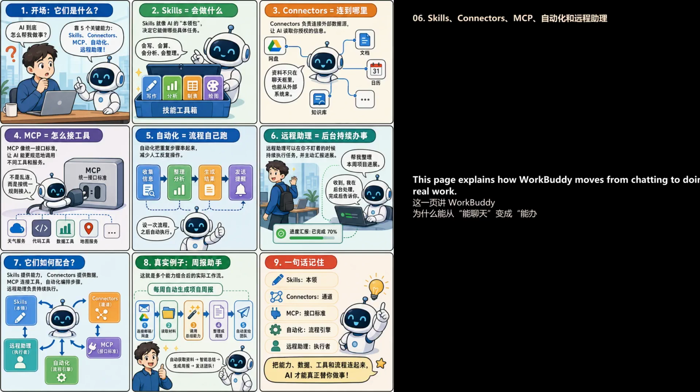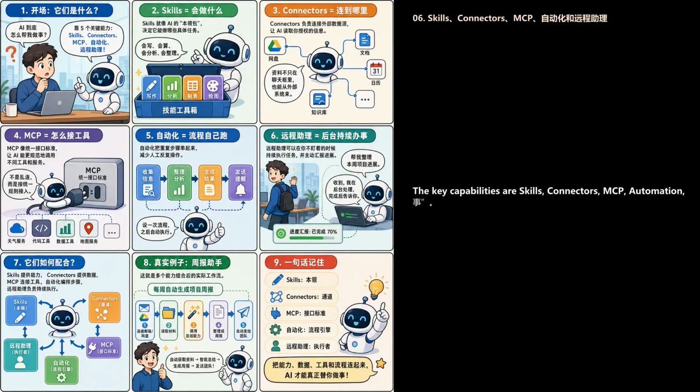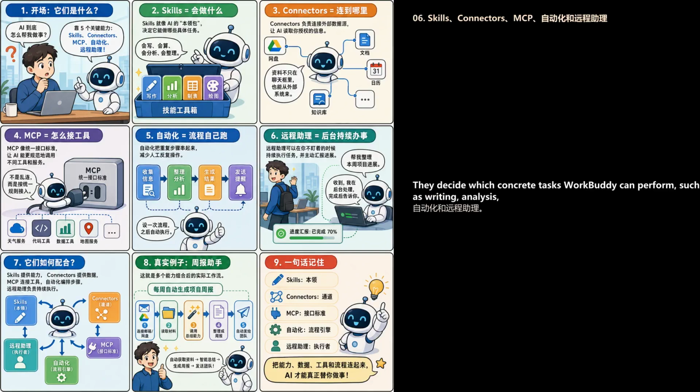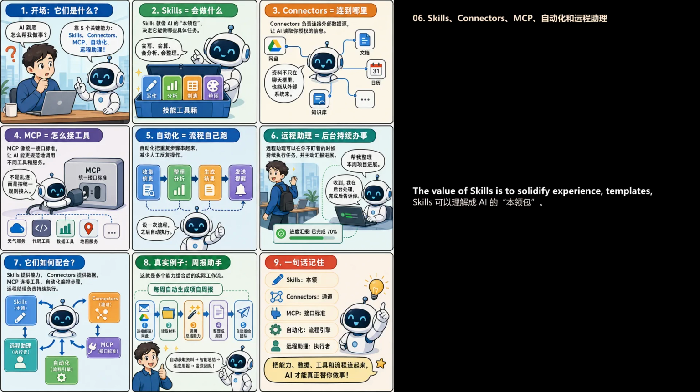This page explains how WorkBuddy moves from chatting to doing real work. The key capabilities are skills, connectors, MCP, subagents, and remote assistant. Skills can be understood as AI skill packs. They decide which concrete tasks WorkBuddy can perform, such as writing, analysis, table creation, drawing, PowerPoint generation, PDF processing, and programming.